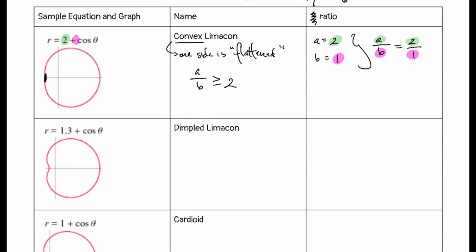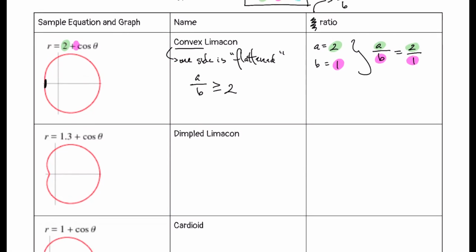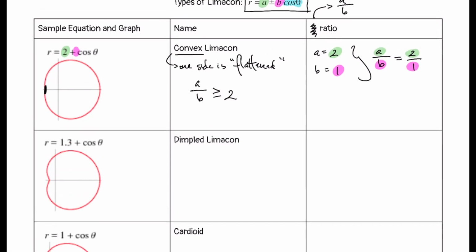Well, what happens if we start to change these ratios? Okay. So if we look at this second one, the one that says dimpled limaçon, what is our A and what is our B? Okay. What is our A and what is our B? 1.3 for our A, and our B happens to be 1 again. And so when we take that ratio, A divided by B, we'll get 1.3 over 1, which is 1.3. Okay.